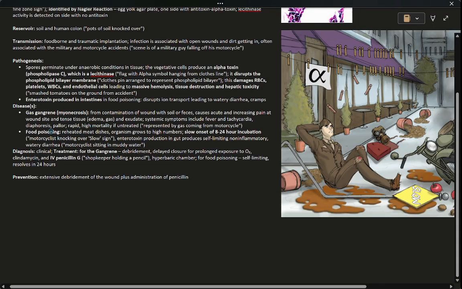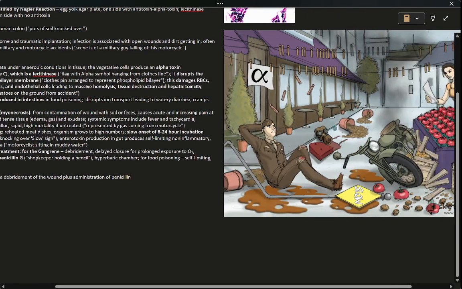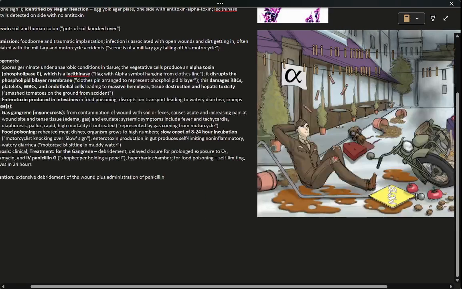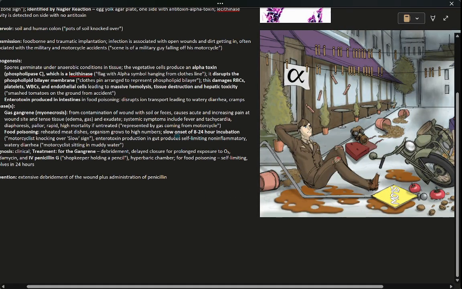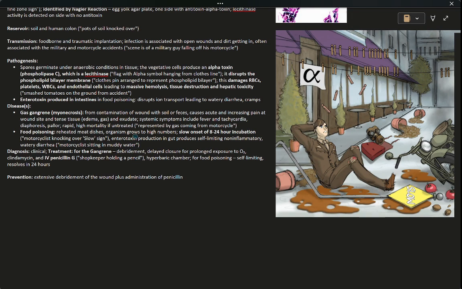And then for food poisoning, it often comes from reheated meat dishes, and this causes the organism to grow to high numbers. Now, the onset is pretty slow, with an 8 to 24-hour incubation period. So think about the motorcyclist knocking over the slow sign, as shown over here. And that helps you to remember that the incubation period is pretty slow, or at least the onset of the food poisoning is slow.